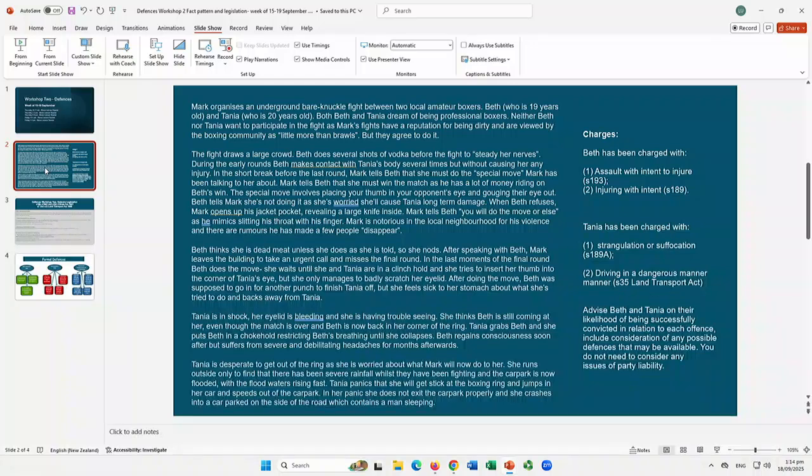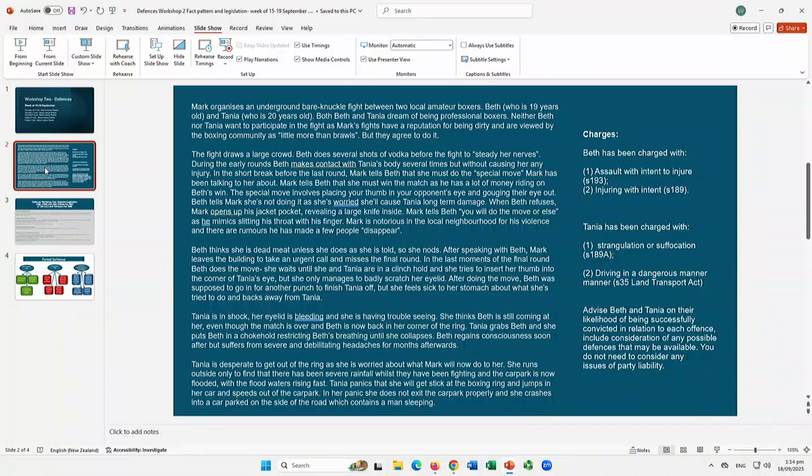Tanya, whose eye is now bleeding, thinks that Beth is still coming at her, and she then puts her in a chokehold, restricting her breath until she collapses. When she then regains consciousness, she has ongoing problems afterwards.